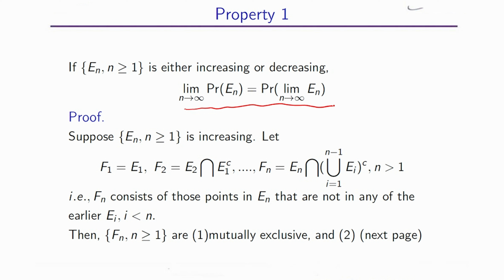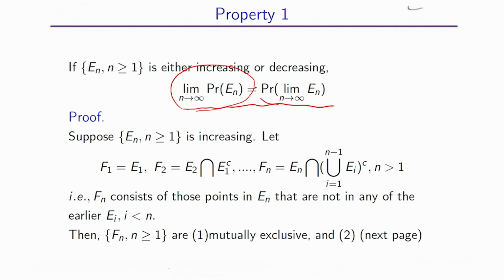Equality here. So basically the left hand side, the probability of E_n, is a number, because this refers to the probability, right? And that number can change over n, so we can take the limit as n goes to infinity. You can think of the probability of E_n like a sequence of numbers, and you take the limit of the sequence as n goes to infinity.